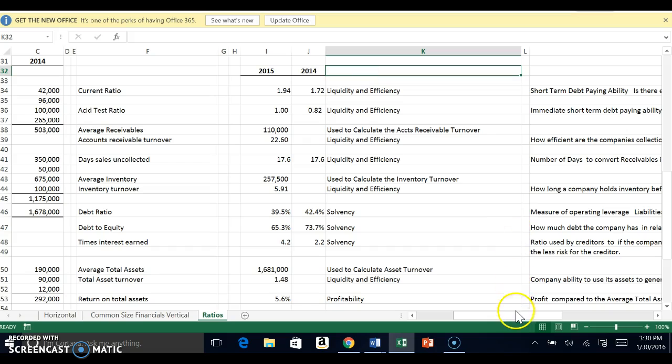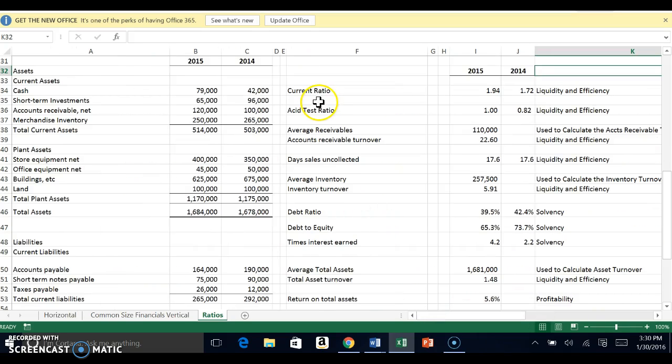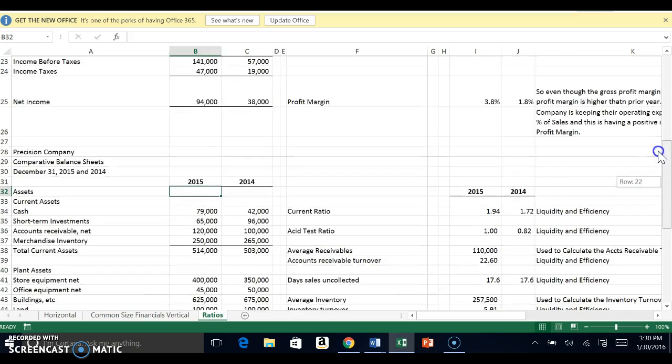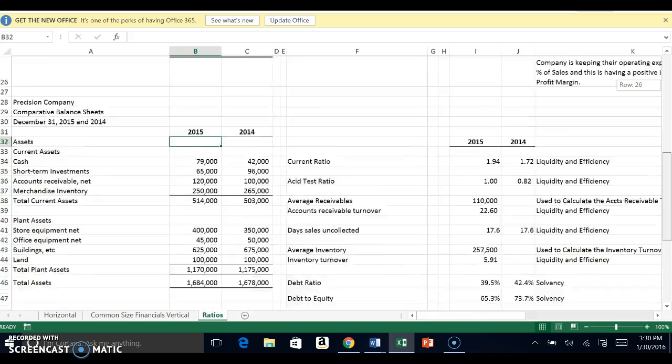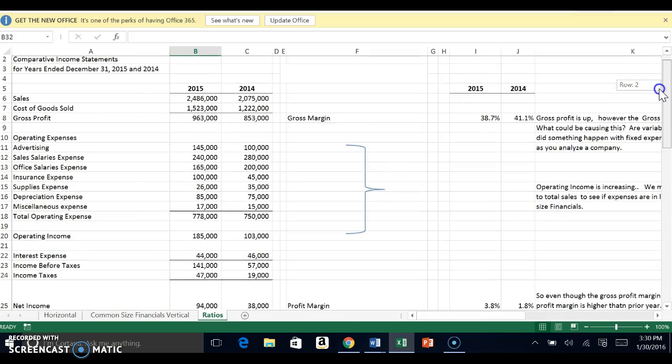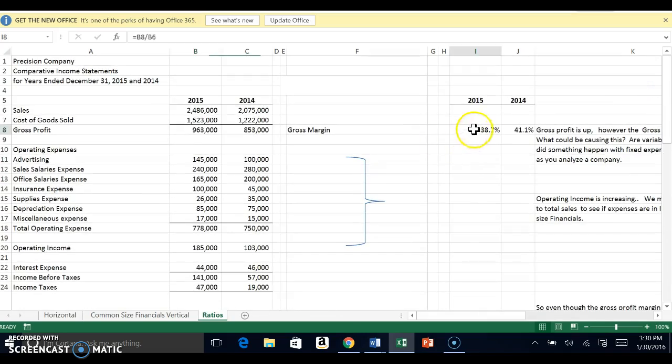So here are the ratios. It's not the most beautiful worksheet, but what I did was I laid out the balance sheet and also the income statement. Your income statement is up here, and your balance sheet is down here. Then I said, here's a ratio that I know is on the income statement, so I put that in here. And you can see the formula. I'm taking B8, which is my gross profit, and dividing that into my sales. So in this case, my gross margin is 38% versus 41% last year.